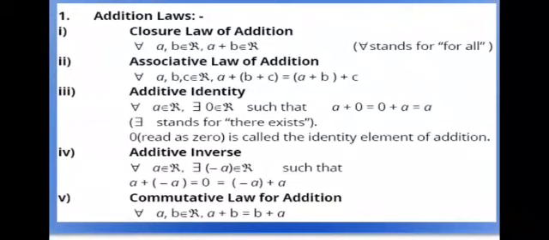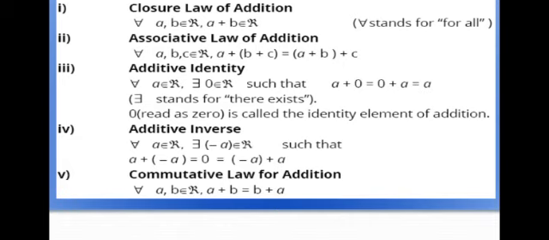Additive identity: for all a belonging to R, capital R shows real numbers, there exists 0 belonging to the real numbers such that a plus 0 or 0 plus a is always equal to a. Additive inverse: for every number a there exists minus a, such that if you have a real number 2, then its additive inverse is minus 2.